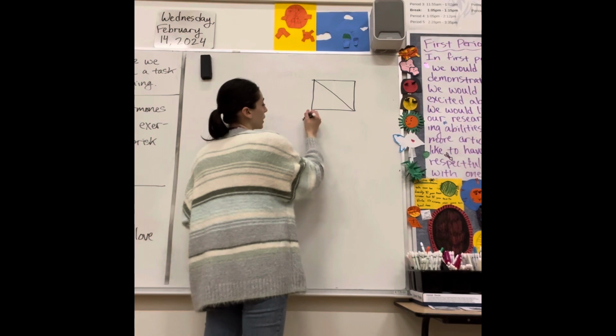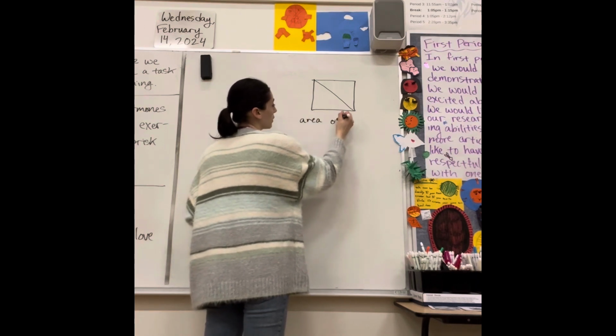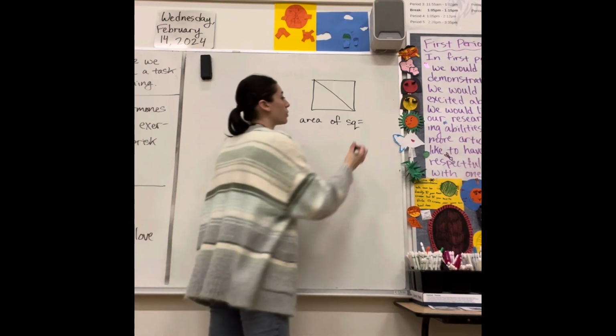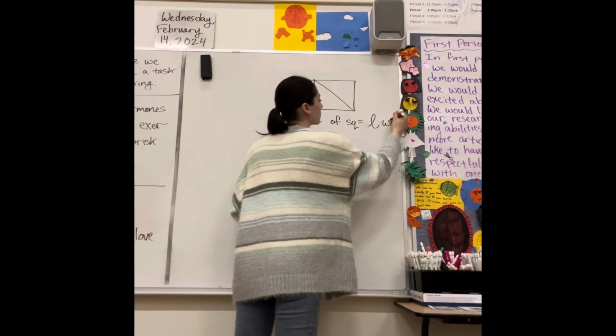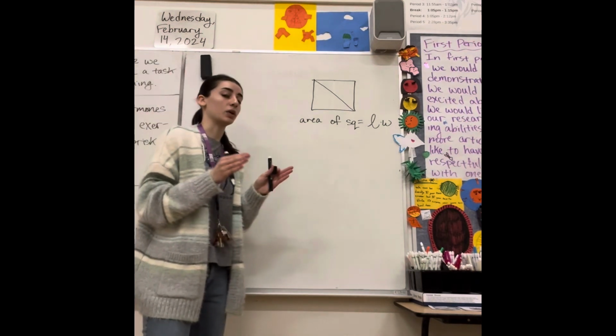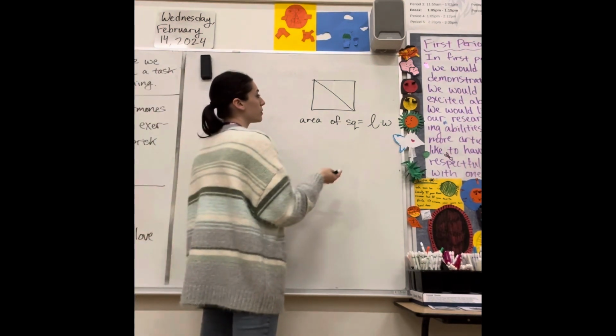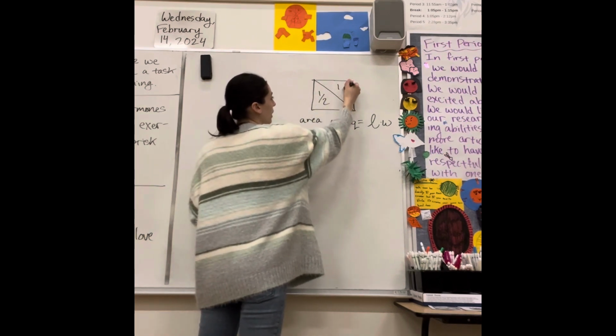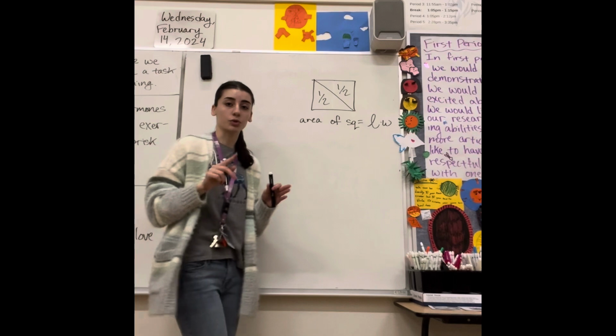So if we're cutting it in half diagonally, and we know that the formula for this entire square, so we'll say area of square is going to be equal to the length times the width. And this we know. But when we are dealing with triangles, it's going to be 1/2 of that length times width, right? Because each of these sides is equal to 1/2.